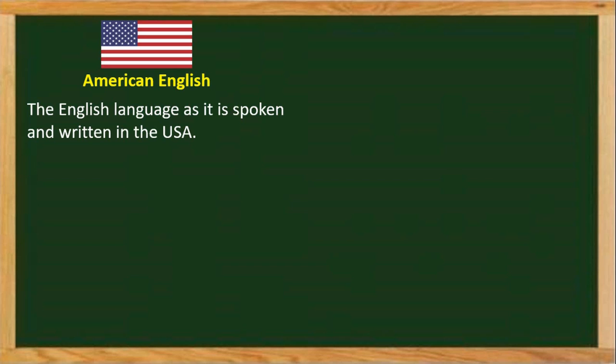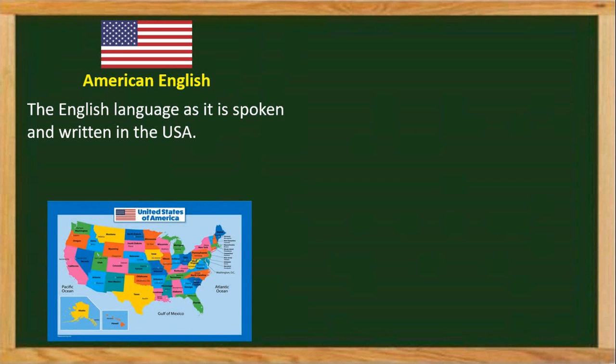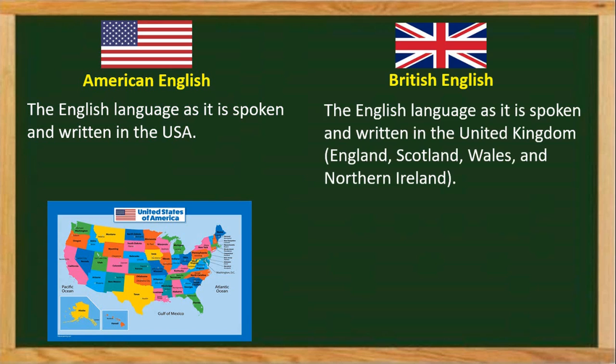So, what is the difference between American English and British English? So, American English is the English language as it is spoken and written in the USA. American English هي اللغة الإنجليزية اللي كتستعمل في الولايات المتحدة الأمريكية. And this is the map of United States of America.